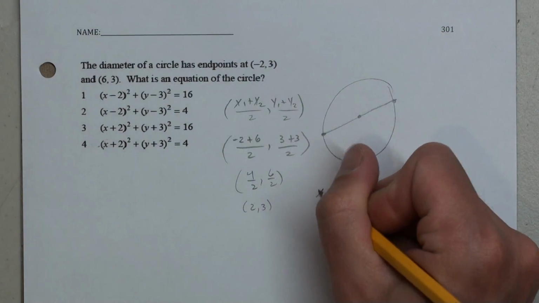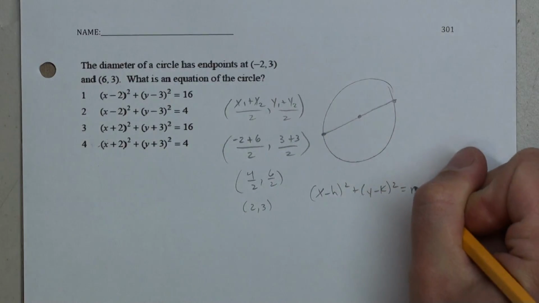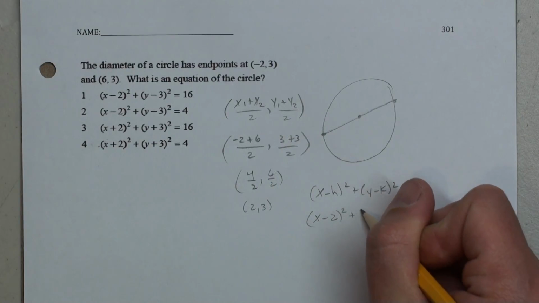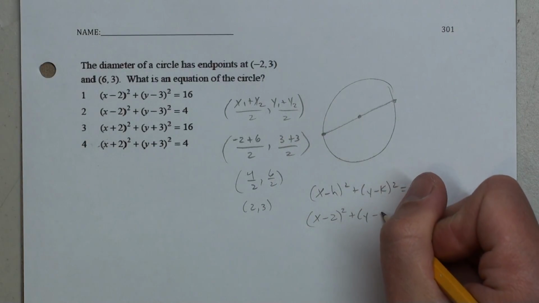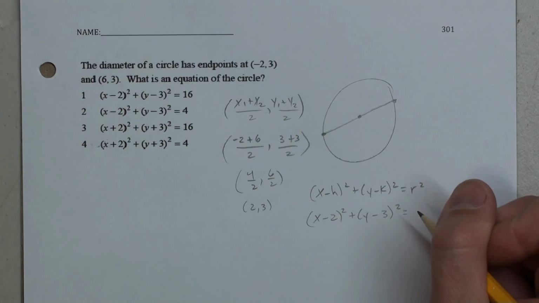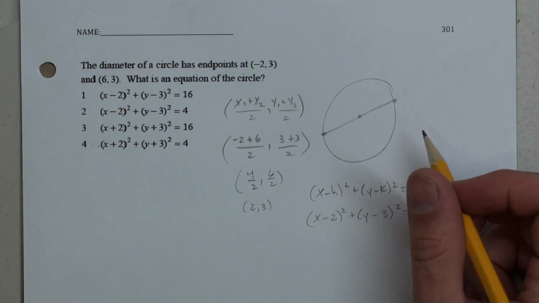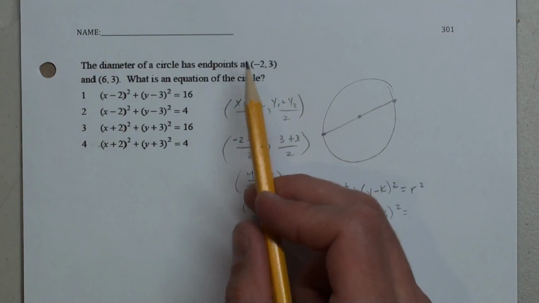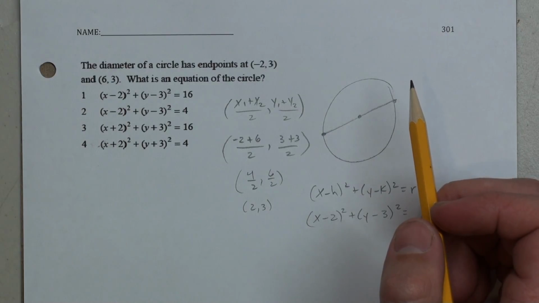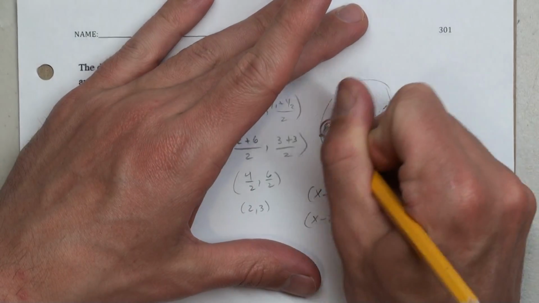So remember, the equation of a circle is (x minus h) squared plus (y minus k) squared equals r squared. So we would have (x minus 2) squared plus (y minus 3) squared equals... and then we can use the distance formula to find the distance between those two points, or if it's (-2, 3), this thing would actually look like this.